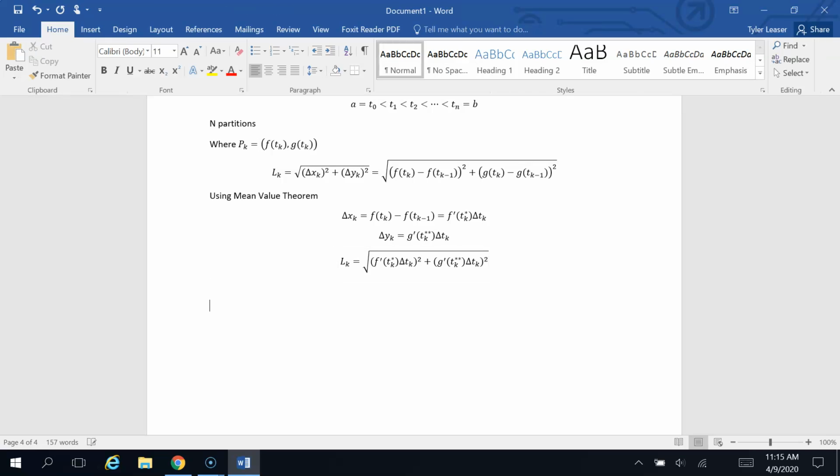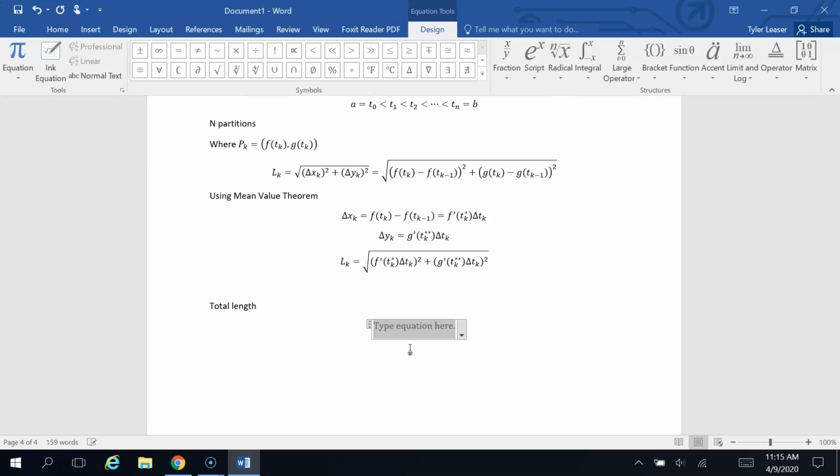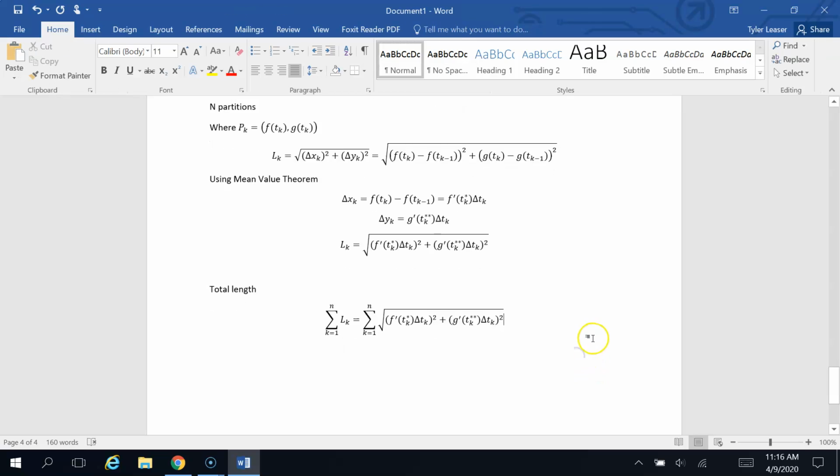So now what we want to do is that, remember, this is just the length between one of my partitions. If I want to find the total length, then I would add up all of my partitions. We're going to go from k equals 1 to the nth partition of L sub k, lowercase k. Okay, so that is just summing up the right-hand side. Same thing, k equals 1 to n of this square root. And then it's just this thing here that we're copying down. So let me just copy it. That looks nice. Okay, good.